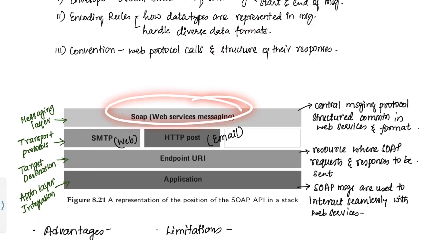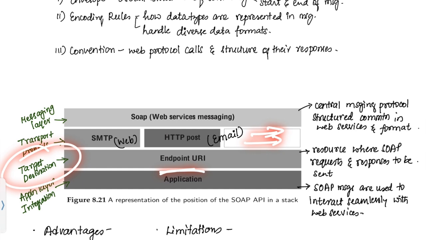The layer we have is SOAP, that is, web services messaging. SOAP is depicted as the central messaging protocol which will enable structured communication between the web services. It will define the format, and it will also tell us how the messages are processed. Then in the TCP layer we have HTTP and SMTP. HTTP post is for web based communication, and SMTP is for email based communication to deliver the messages to the endpoints.